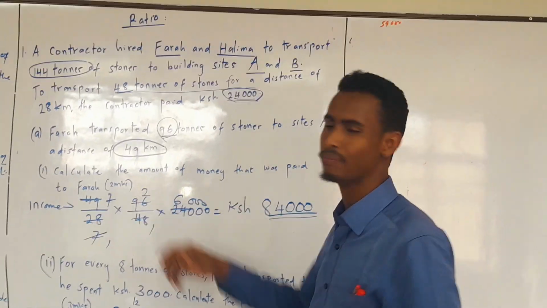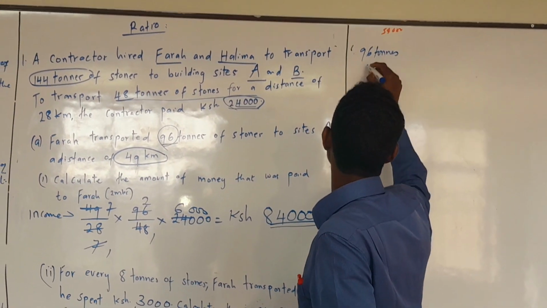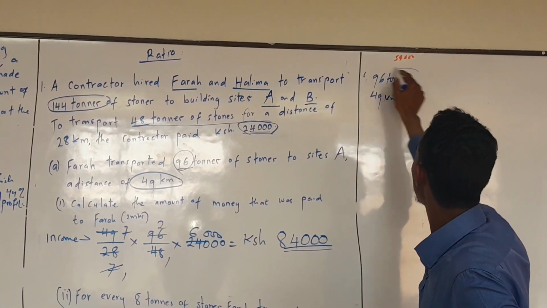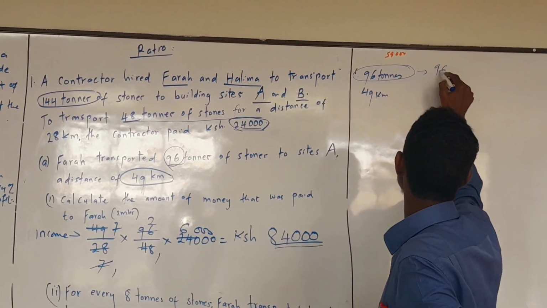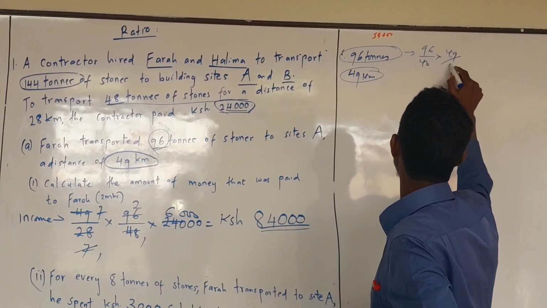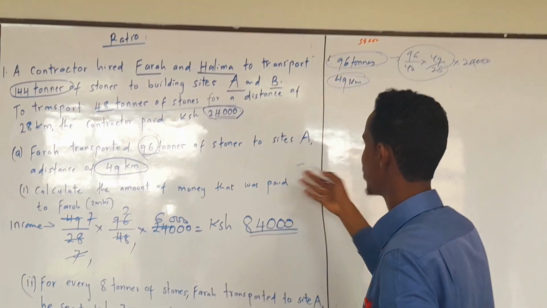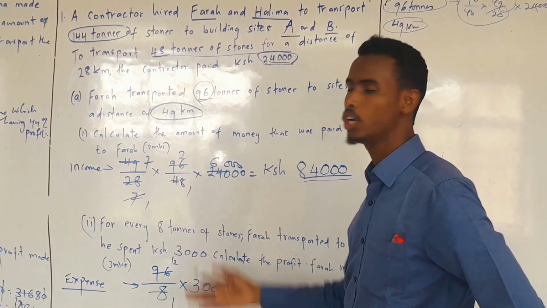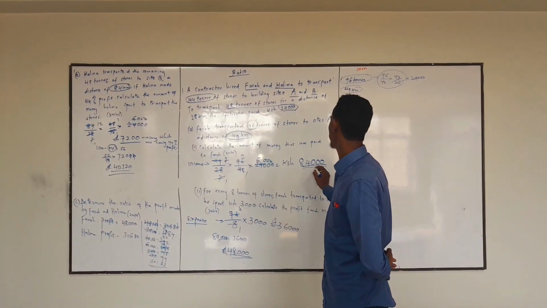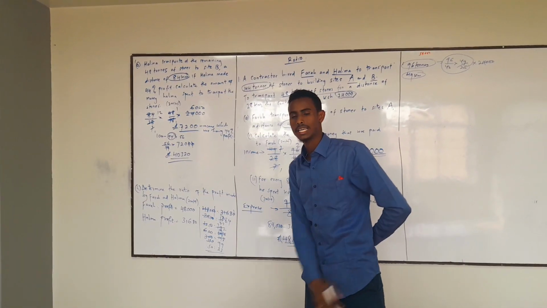Now a person like Farah transported 96 tons. He also moved a distance of 49 kilometers. What you do is you divide this number of tons, 96, by 48. You also multiply this one with 49 divided by 28. Then you multiply it by the total amount, that was 24,000. You get the amount. For every 48 tons, number of tons divided by this, you multiply by this, you get the expenses. Now the income minus the expenses is going to give you the profit. Halima, the same case. Now that is how we are going to move.